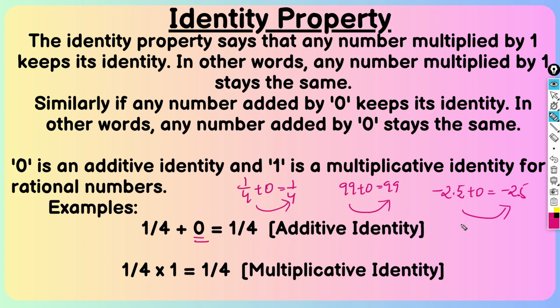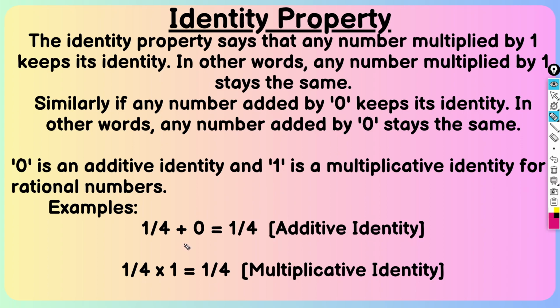Please don't get confused. If you add 0, the number will be the same. So, it is the additive identity because we add. Similarly, if you multiply with 1, any number forms the same identity. So, 1 is the multiplicative identity.